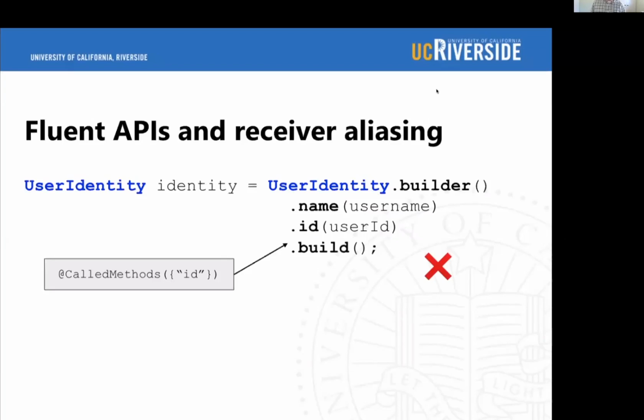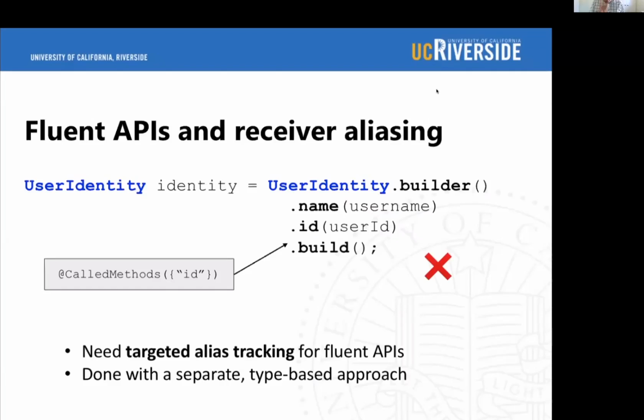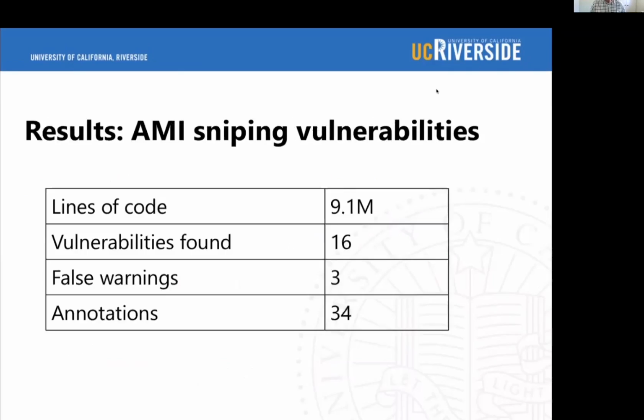That we're threading the same builder object through these calls so that we can accumulate all these methods on that same object. So we needed targeted alias tracking for these kind of fluent APIs. And I'm not going to get into details, but we did this with a separate type-based approach. So let me just briefly cover some results here.